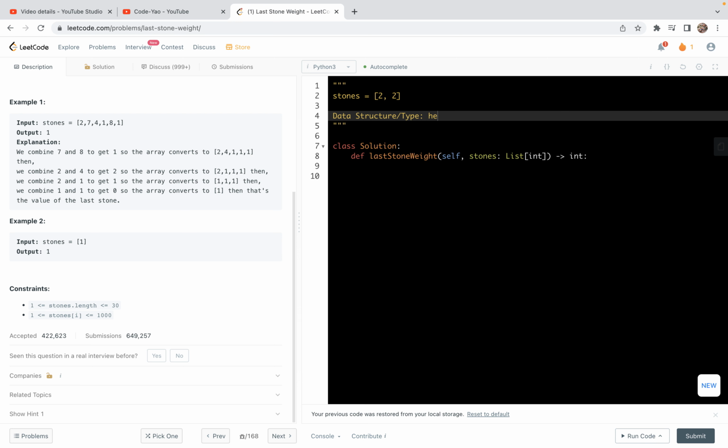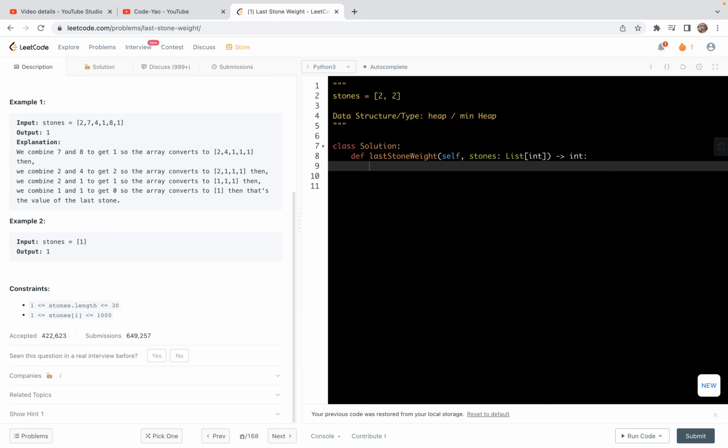So what we are going to use is heap. Actually we need to use a max heap, but here in Python we have an implementation that is a min heap. So we are going to use min heap. Basically it's just flipping the sign, right? With that said, we are ready to do the coding.